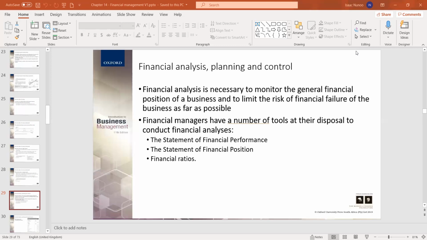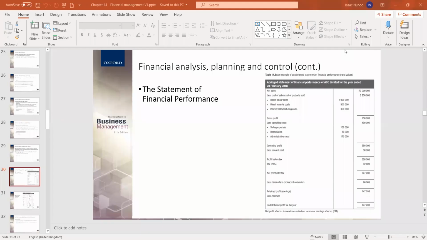and of expected future ratios, with a view to revealing tendency. We can also talk about the comparison of financial ratios of a business with those of other similar businesses. We can also talk about the comparison of financial ratios of a business with the norm for the particular industry as a whole.